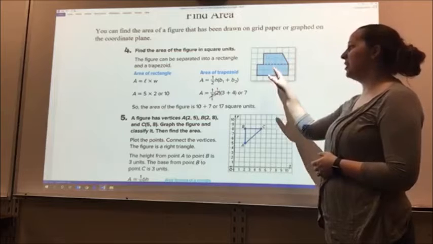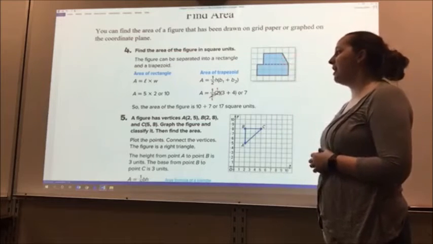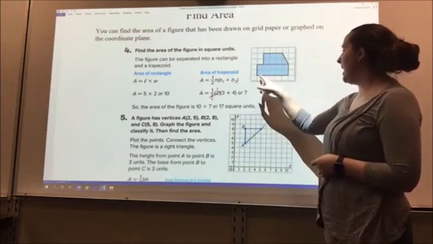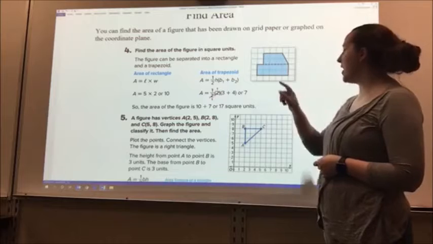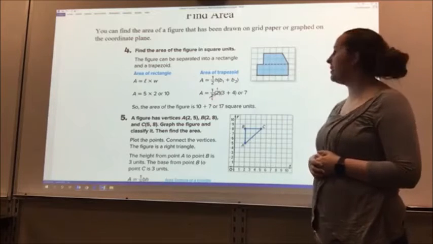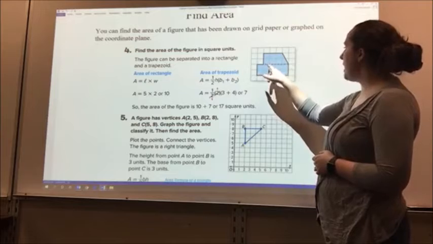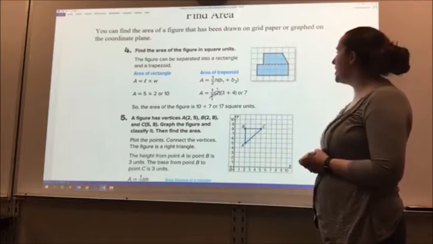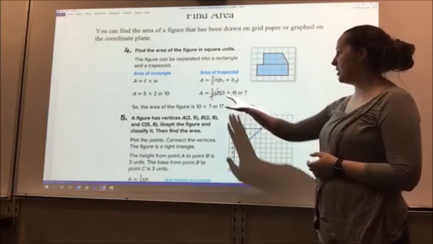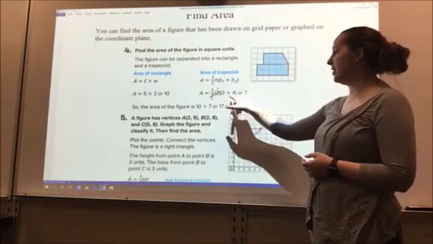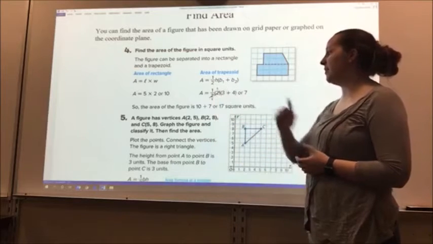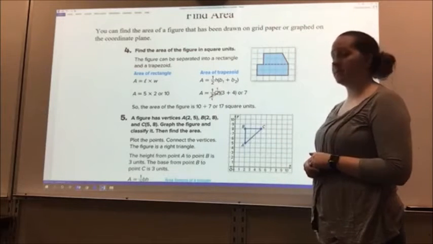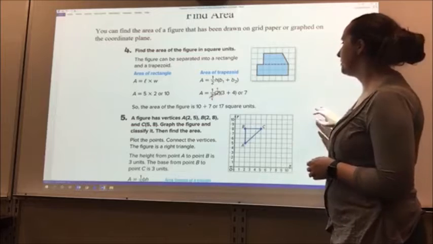I have again, the rectangle is length times width, and the trapezoid's area is 1/2 the height, base 1 plus base 2. So my length, 1, 2, 3, 4, 5 is 5 by 2. So 5 times 2 is 10. So base 1 for my trapezoid, 1, 2, 3, 4 is 4. And the second base is 3. My height is 2. So I substitute all of that in. 3 plus 4 is 7. Times 2 is 14. Multiplied by 1/2 is 7. So the area of the figure is 10 plus 7, or 17 square units.